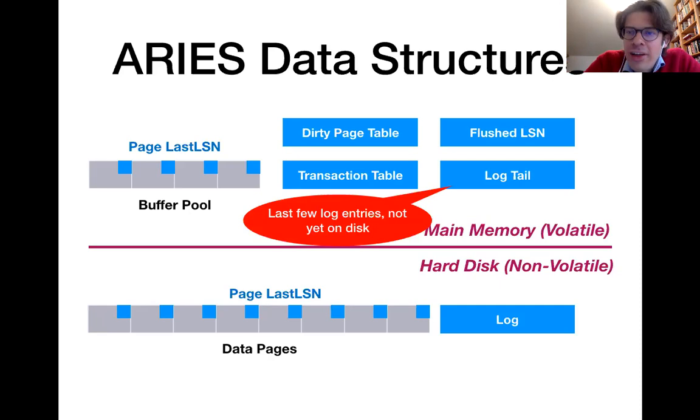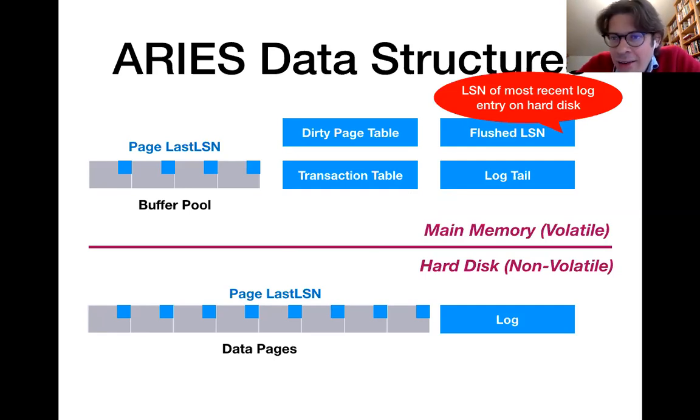Now, first of all, log entries are first written not to hard disk, but into main memory. We postpone writing them to hard disk for as long as possible. And the log tail is stored in main memory. Those are essentially the most recent log entries which have been generated, but which haven't made it to hard disk yet. So this log tail, those are log entries which are eventually written to hard disk unless there's a crash, because in that case, the log tail is essentially lost.